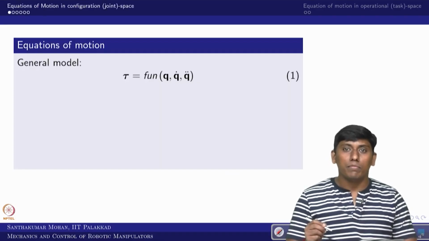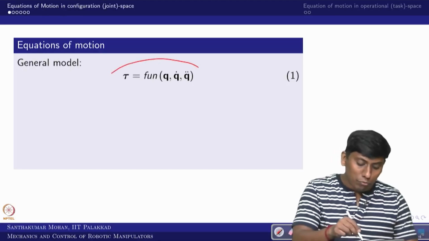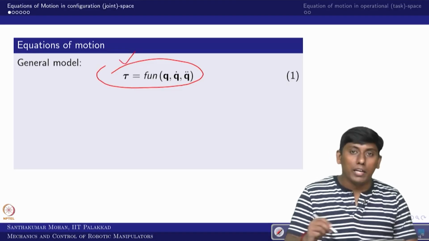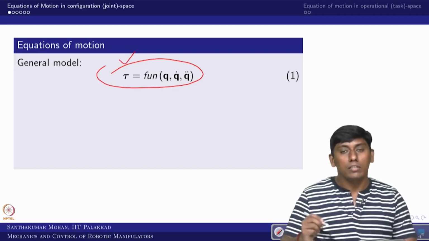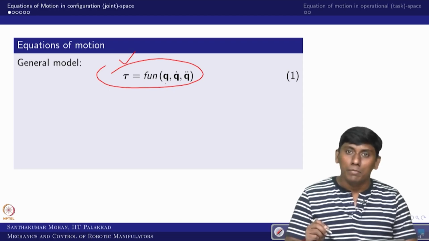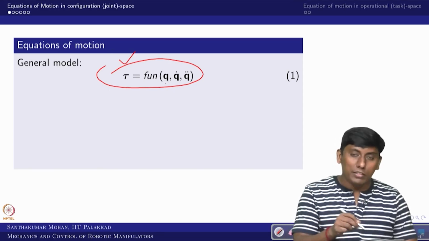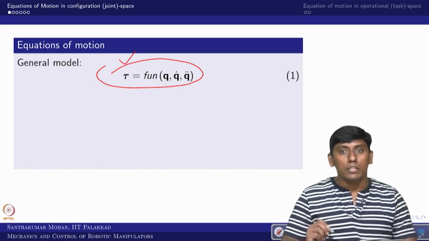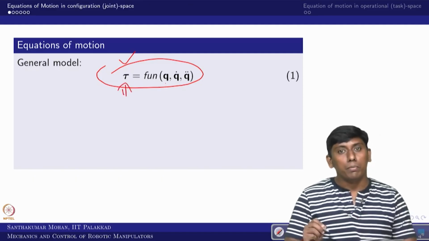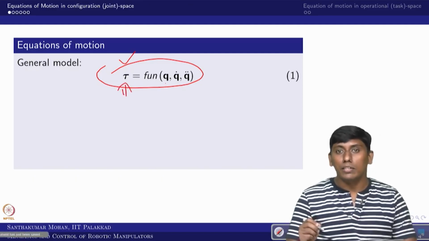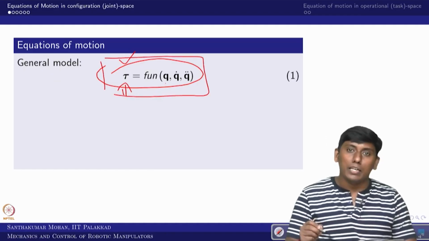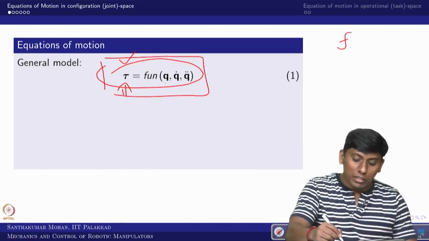So we are rewriting the equation we derived in the last few classes, where tau is the cause, and q dot and q double dot are the motion. So we have a relation between input and output. Here output is motion and input is the input forces, or joint forces and torques. In that sense, the general model can be written in a nonlinear form as a simple function.